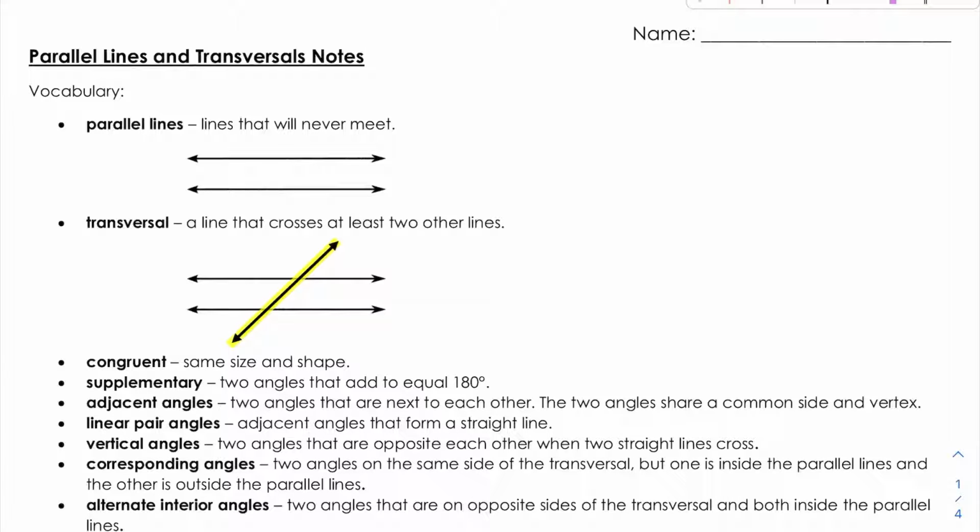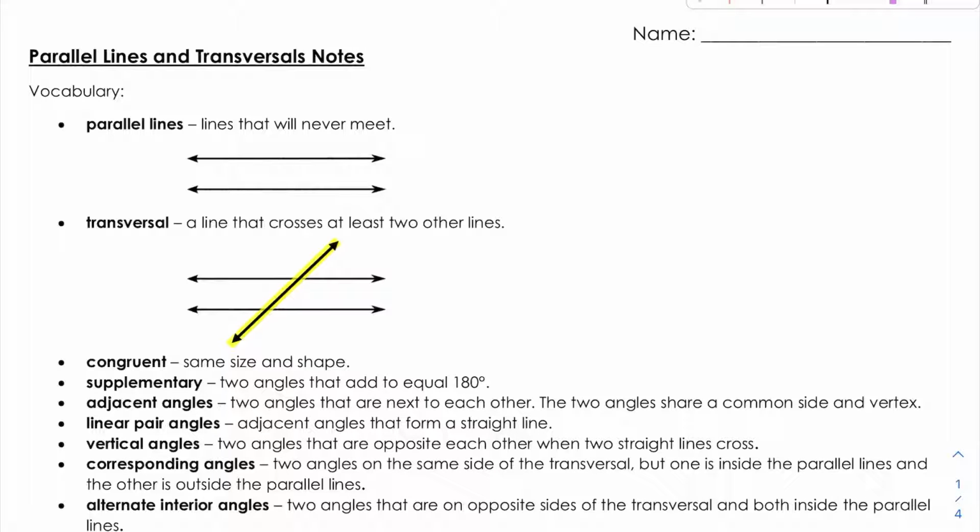Congruent is the same size and shape. Supplementary is when two angles add to equal 180 degrees. Adjacent angles are two angles that are next to each other. The two angles should share a common side and vertex. Linear pair angles are adjacent angles that form a straight line.